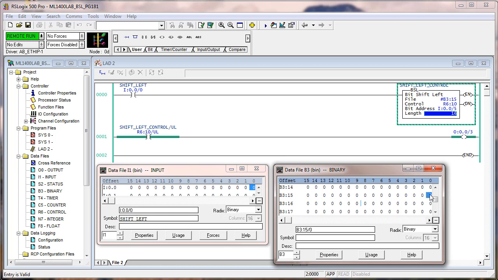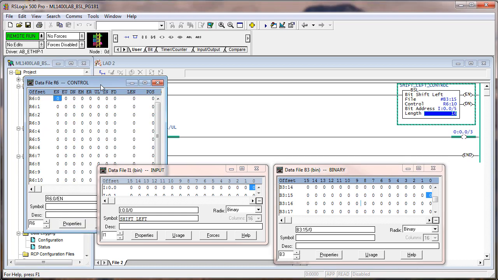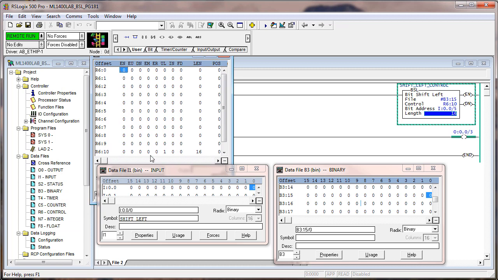It didn't shift it into the next word because the next word is not within the length specified in the instruction. But the unload bit did turn on. So that proves to you that this unload bit is not one of these bits. It's actually part of the control word right here, R6:0. There's the unload bit, length 16, and position.